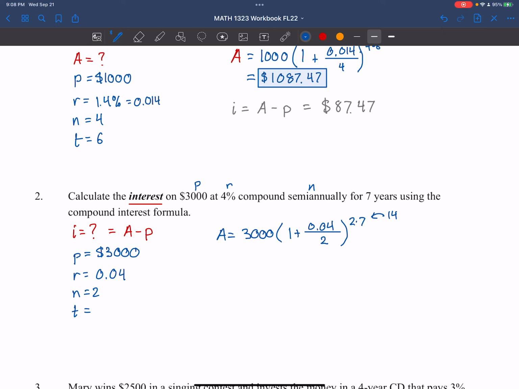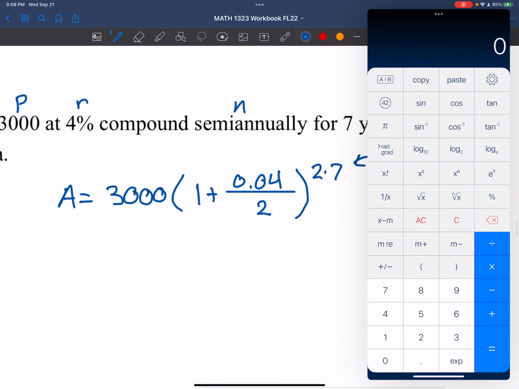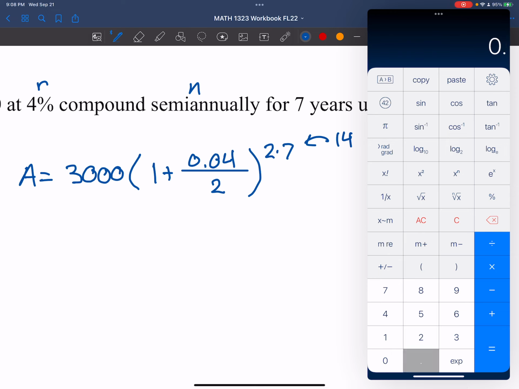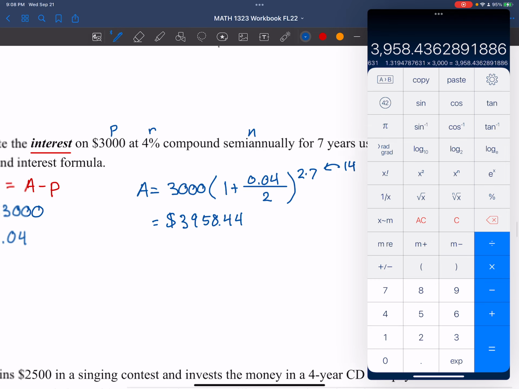Okay, so let's go ahead and do the actual computation here. I'll show you again. I'm going to start with the fraction 0.04, divide that by 2, hit equal, add 1, hit equal, raise that to the 14, hit equal, multiply that by 3,000. So this is going to be 3,958 and 44 cents. And you might be like, okay, I'm done.